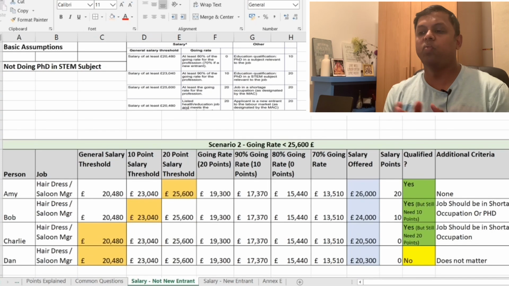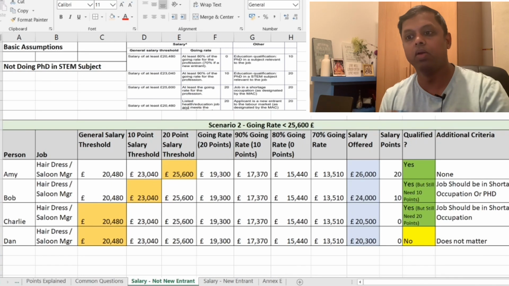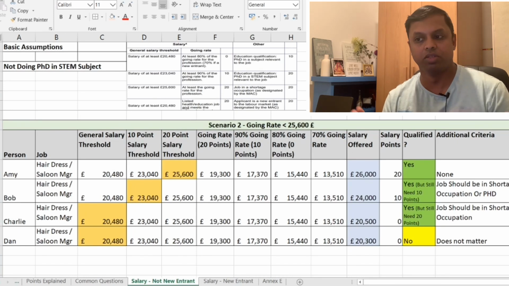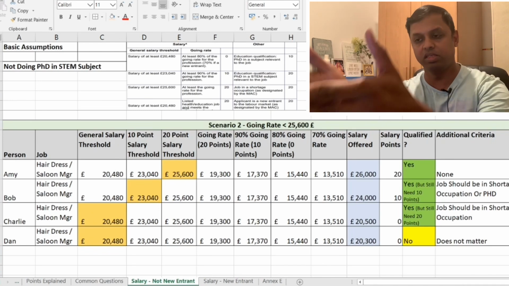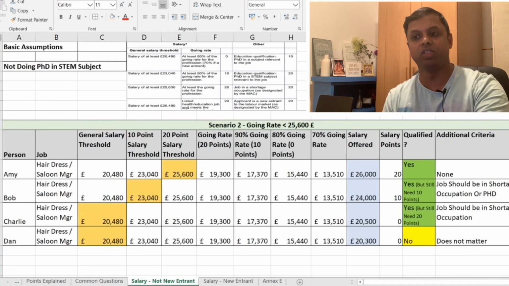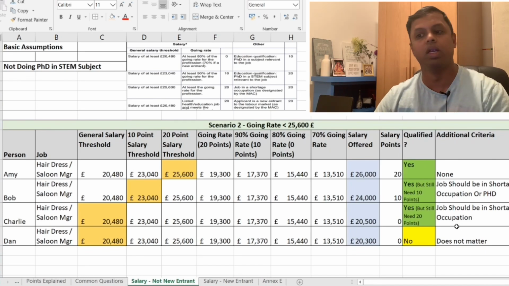So in the scenario where your going rate is less than 25,600, for example, for a hairdresser or a salon manager, in that same document they've said the going rate is only 19,300 pounds. The minute the going rate is less than 25,600, the going rate is completely irrelevant at that point. From that point onwards, what is relevant is the fixed salary thresholds: the general salary threshold of 24,480, the 10-point salary threshold of 23,040, and the 20-point salary threshold of 25,600. So if you're offered a salary of 26,000, you are earning higher than the 20-point salary threshold, so you qualify and you also get the 20 points. That's it, job done, you're eligible.